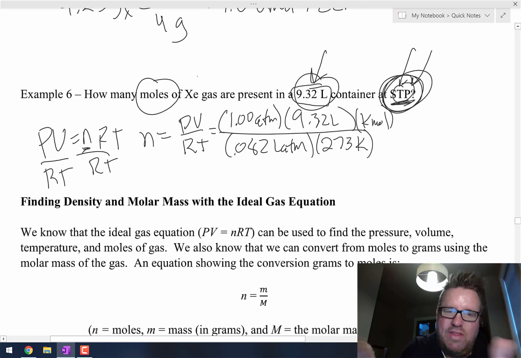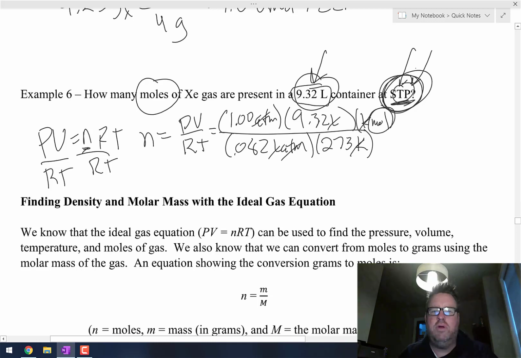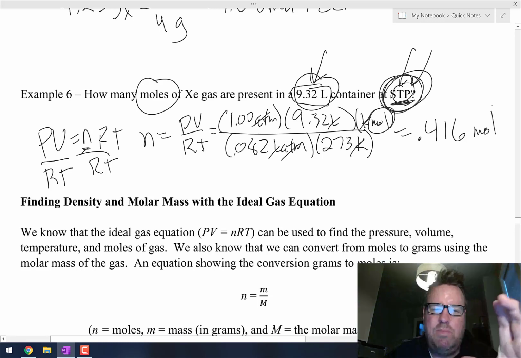And if we've done this correctly, then we know that atmospheres have to cancel, liters have to cancel, Kelvin are going to cancel, and what are we left with? Of course, moles. So I take 1.00, multiply by 9.32, divide by 0.082, and divide by 273. And big surprise, what do I get? 0.416 moles.